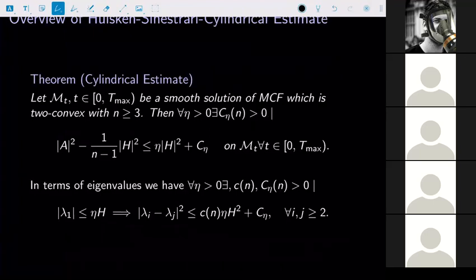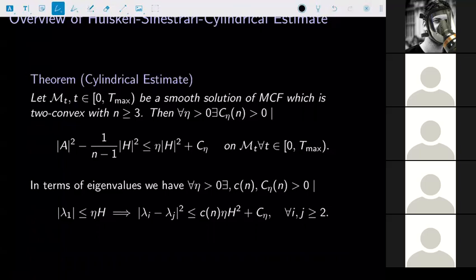But a consequence of this proof is the following. It's a cylindrical estimate. It essentially says that if there's a smooth solution of the mean curvature flow, then |A|^2 - H^2/(n-1) is less than eta H^2 plus C eta, for any eta greater than 0. Therefore, if the mean curvature is very large, |A|^2 - H^2/(n-1) is becoming negative as you approach a singular point.